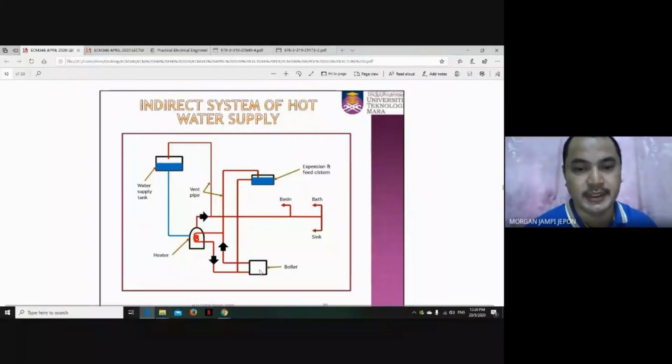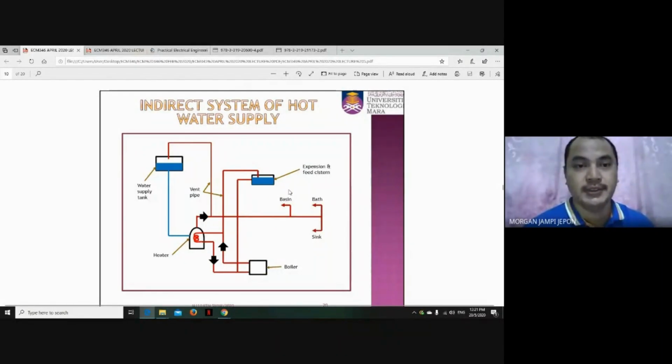And from the heater and boiler, it goes first to the expansion and feed system. This feed system is normally located above the bathroom or kitchen. And hot water from this expansion and feed system is then supplied to the kitchen, toilet, and bathroom. And part of that will overflow back to the cold water supply tank.